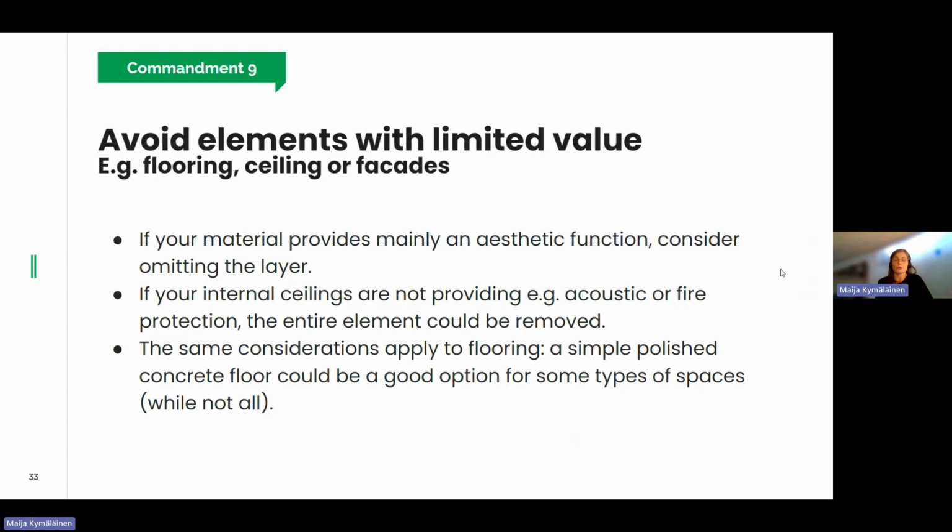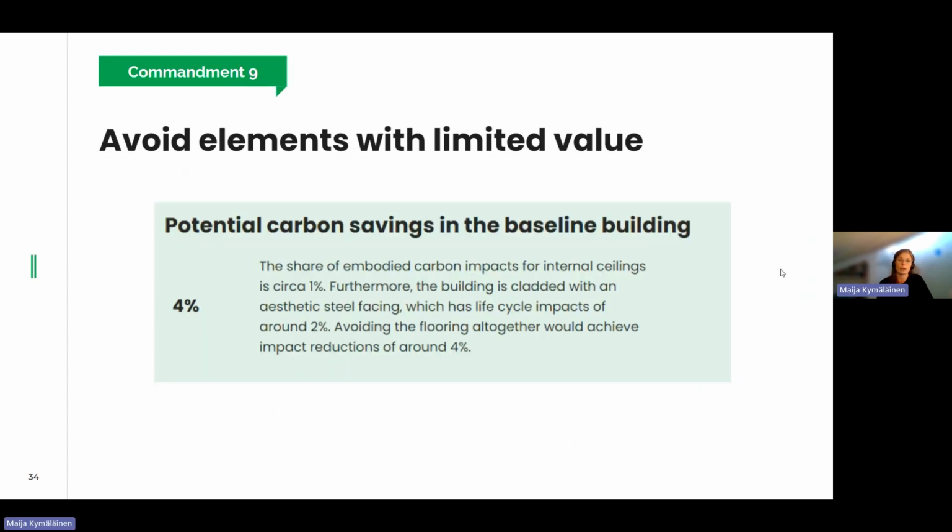And the same considerations apply also to flooring. So a simple polished concrete floor could be a good option for some types of spaces. But of course, the point here is not to make as barren spaces as possible, but to think about the functionality. So how can you add value to your designs by addressing both the functionality and also the aesthetics? So avoid stuff that is only there because it looks nice. And here we got a 4% reduction because of rethinking the internal ceilings and also the facade. And then we avoided the flooring altogether. So that was left basically as concrete.